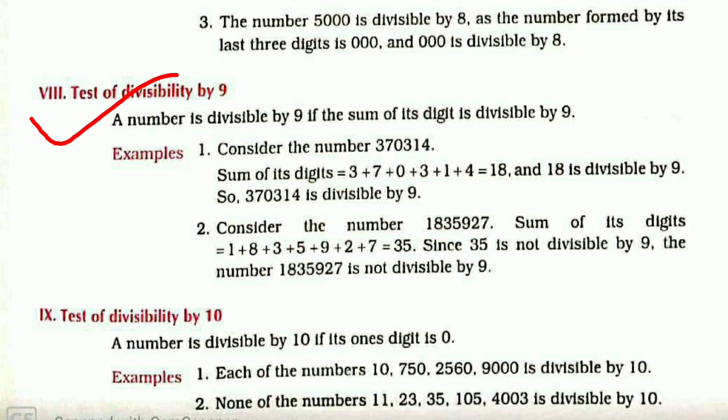Now we are moving to the next divisibility rule, test of divisibility by 10. A number is divisible by 10 if its ones digit is 0.